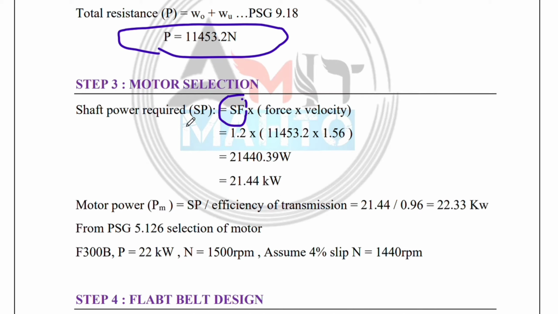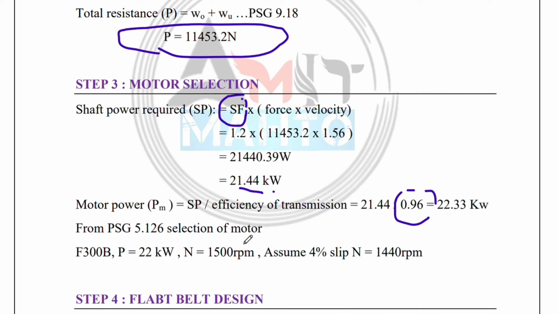After we get the shaft power, now we will find motor power. Motor power formula is shaft power upon efficiency of transmission. So the value of shaft power we got is 21.44 kilowatt, and efficiency you can assume here 90%, 95% also you can assume. I have assumed 96%. So put the value, substitute and get the motor power. Motor power will be 22.33 kilowatt.